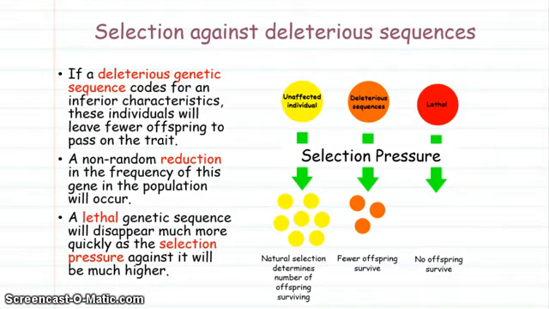Okay, so if organisms have deleterious genetic sequences, deleterious alleles, they will be selected against, and in terms of natural selection, there will be a non-random reduction in the frequency of those genes in the population. Any lethal gene sequences will, of course, not survive, and they will not pass on those genes to any offspring. Those with deleterious sequences, of course, will generally produce fewer offspring, and there'll be less chance of passing on those deleterious genes.